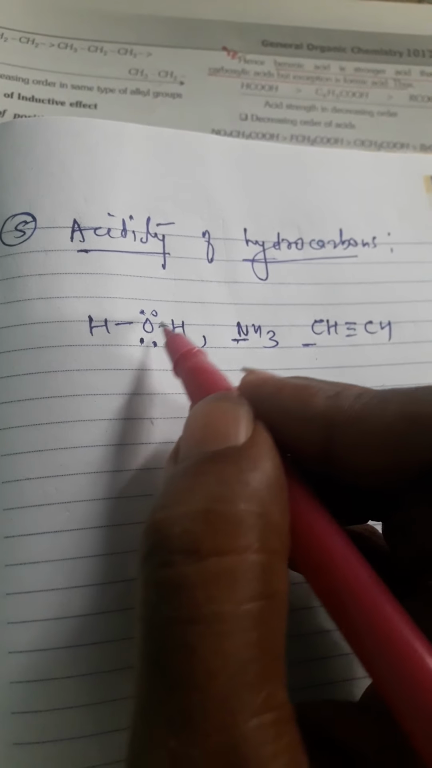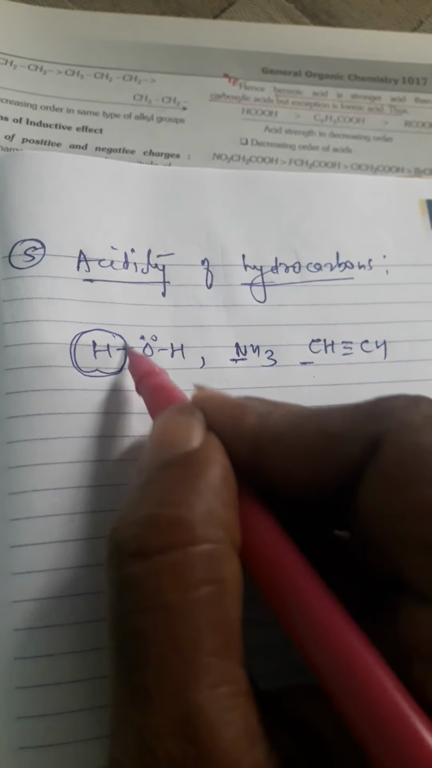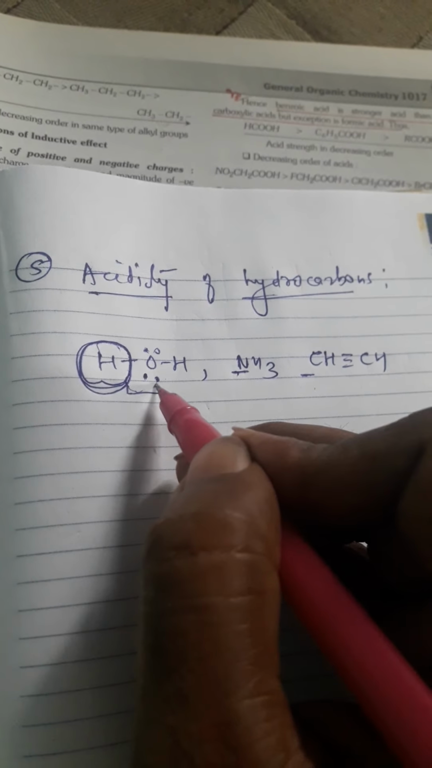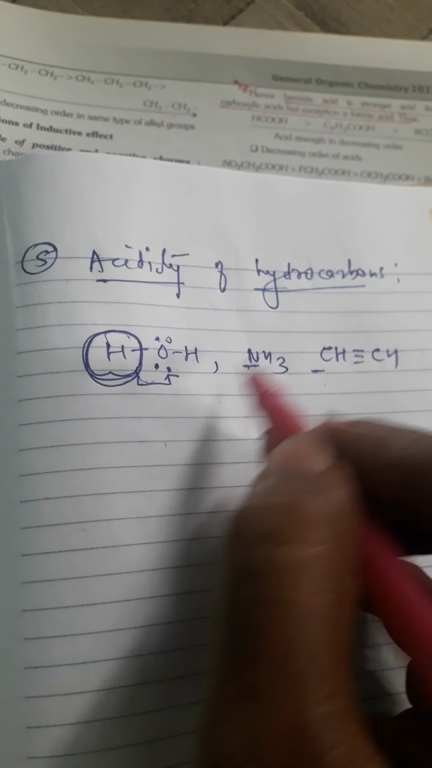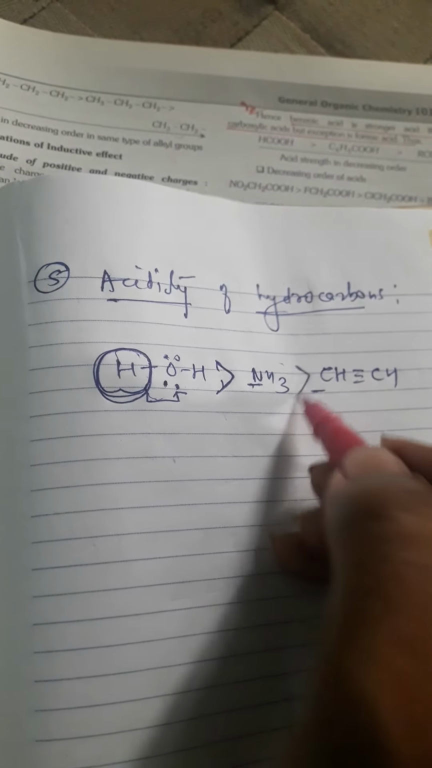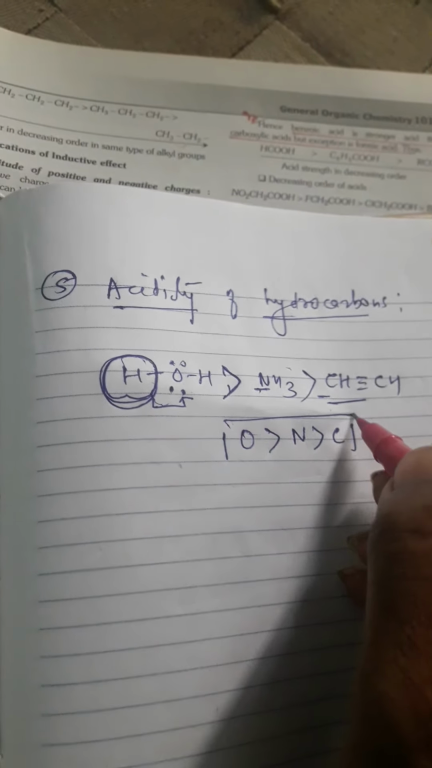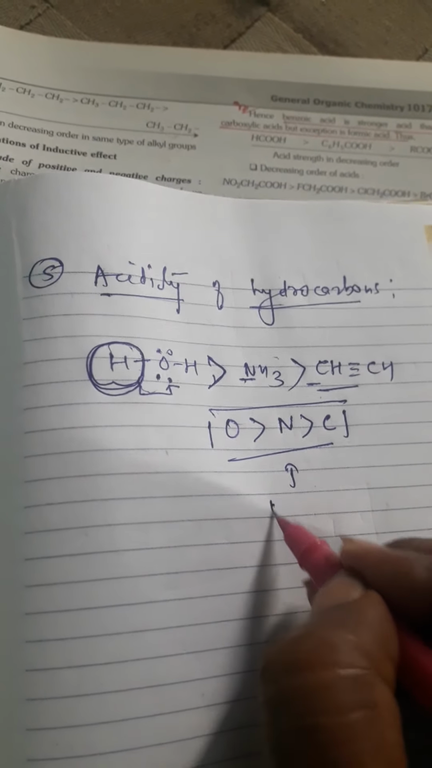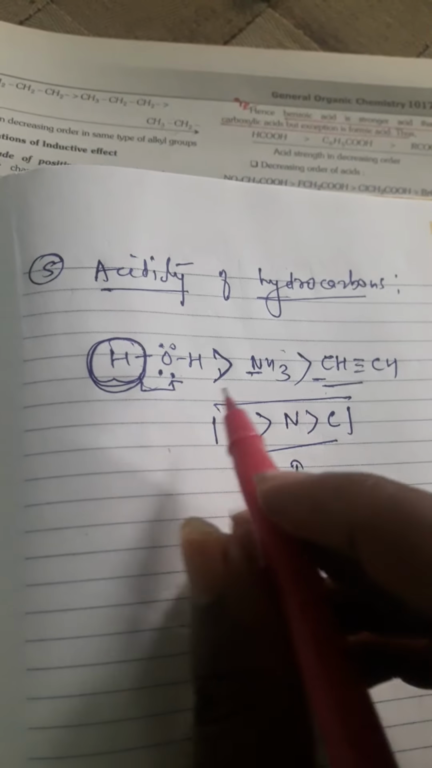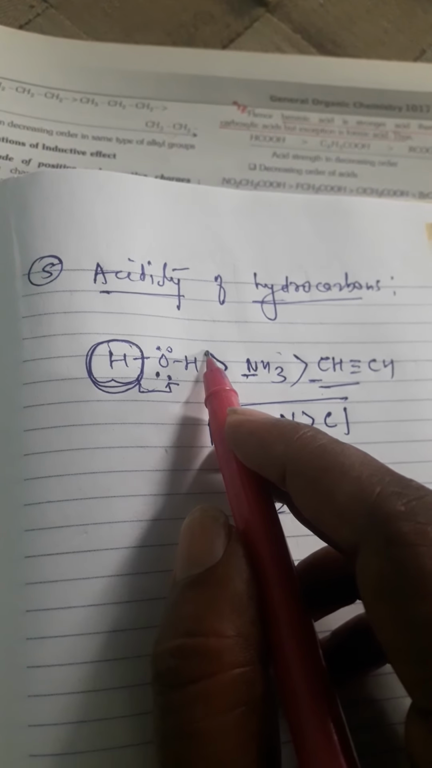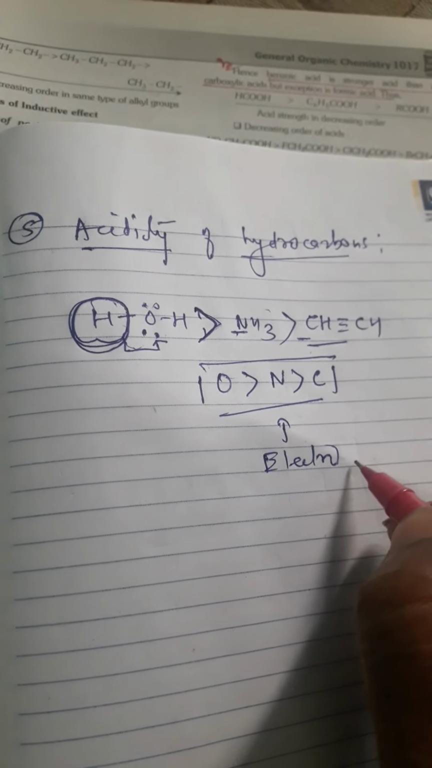Okay, so if you see here, the electronegativity of oxygen is much more as compared to nitrogen, and then carbon. So this has the most acidic character, because the nearest atom is more electronegative. So it is the first one, then nitrogen, then carbon. So it is the electronegativity order, you can say. According to this rule, I have mentioned the increasing order according to electronegativity.